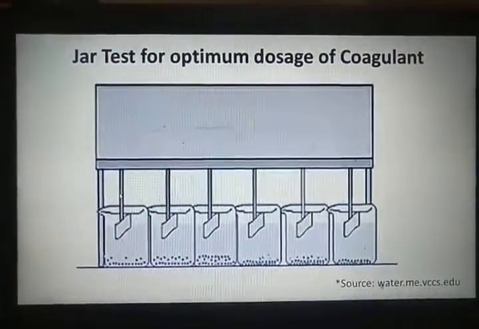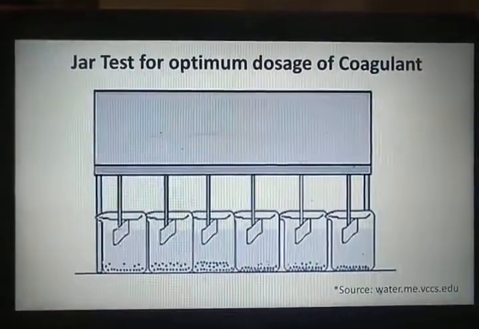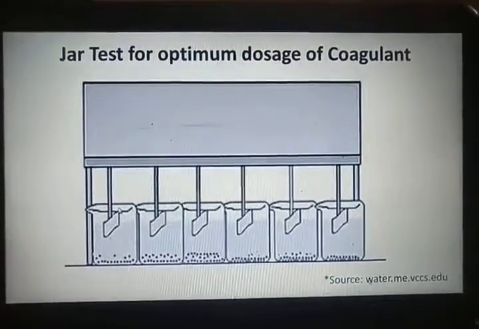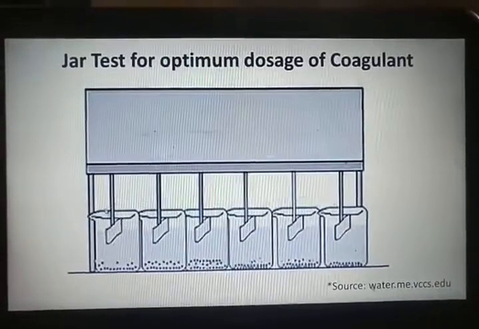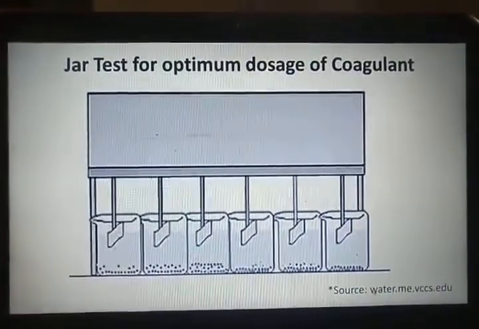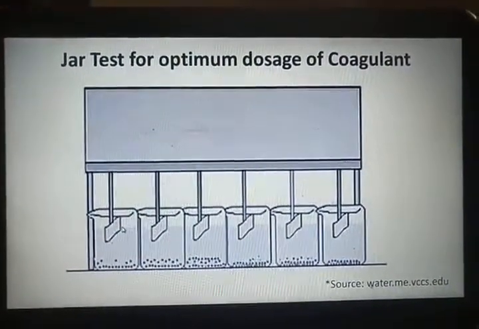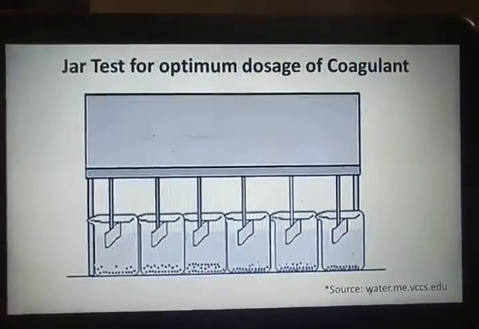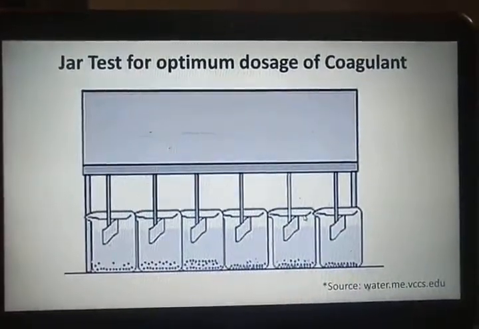These paddles will rotate at 100 to 200 rpm initially during the rapid mixing stage for 2 to 3 minutes, followed by slow mixing of 2 to 5 rounds per minute for another 28 minutes, so that the total duration of the test is 30 minutes.